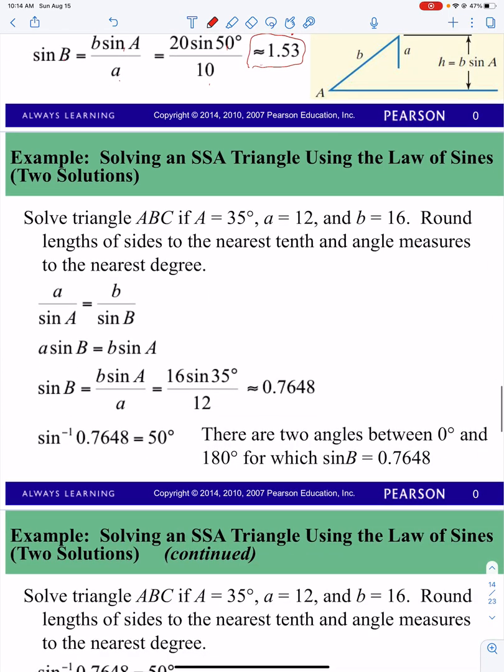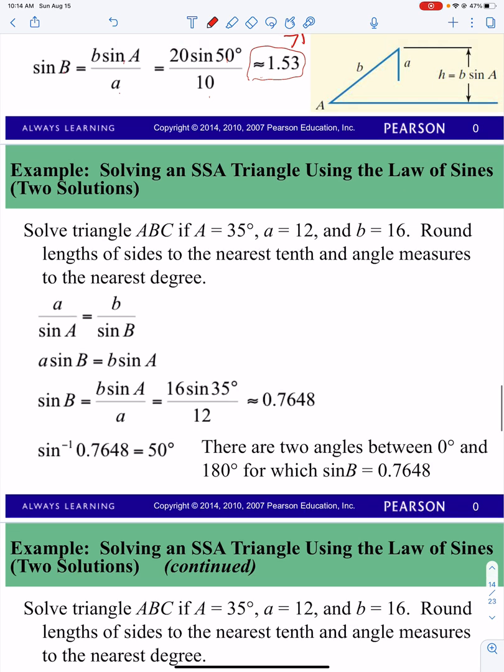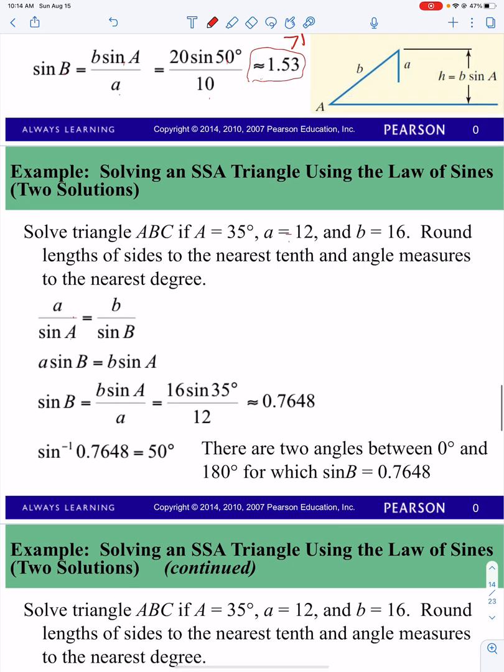Okay, so the next one, we have A equals 35, a, b. Do we have a pair? Yes, angle A and side a. The same thing, a over sine A equals b over sine B. So we get sine B equal to what? 0.7648. Okay, so what will it be when you do the sine inverse? It's 50 degrees.